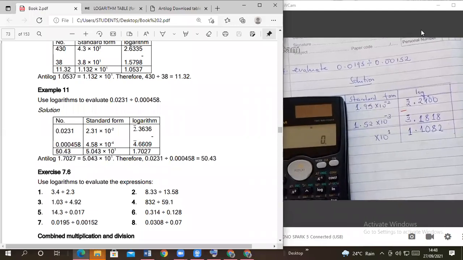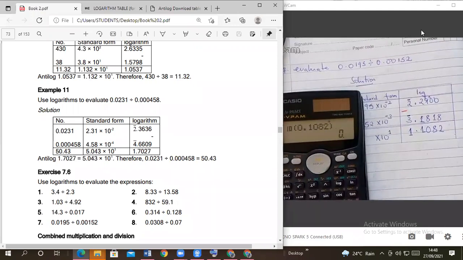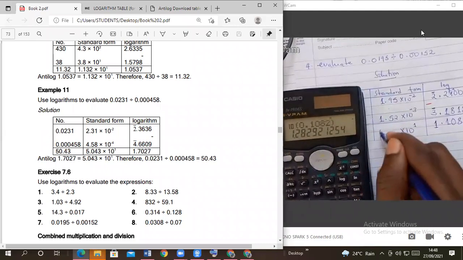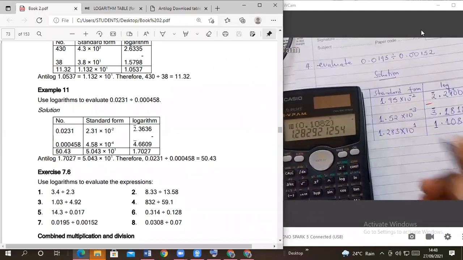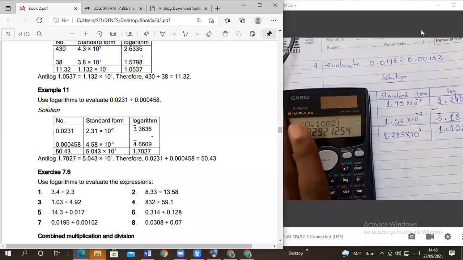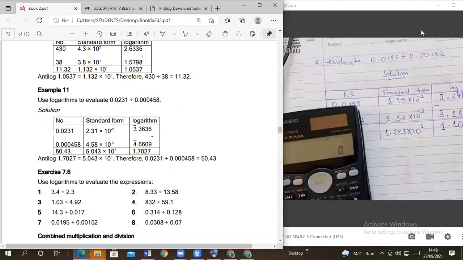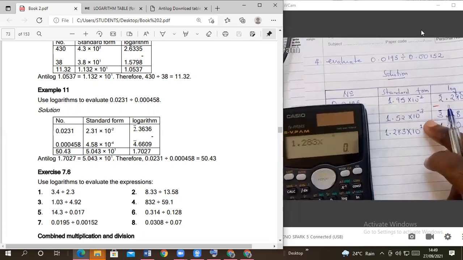We get the antilog of 0.1082. What is the answer? 1.28. 1.28 what? To 3 decimal places. Okay. So this one is the same as 1.283 times 10 to the power 1. We said any number raised to power 1 is that number.